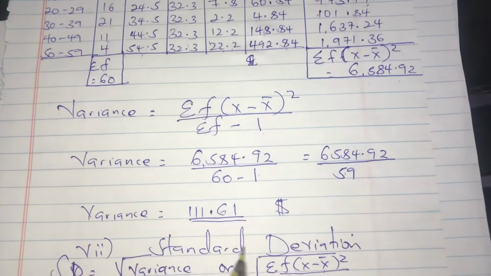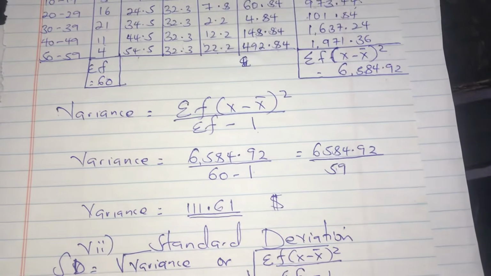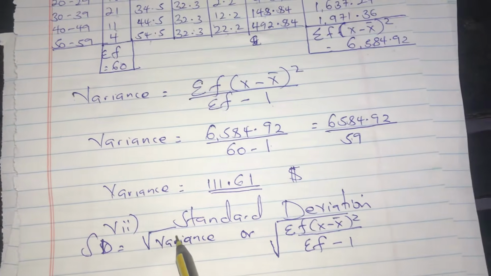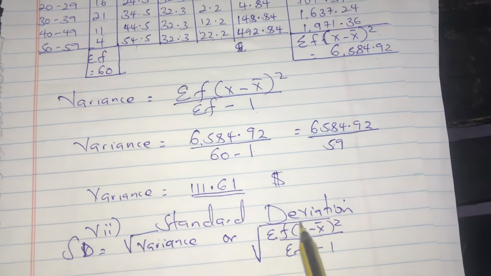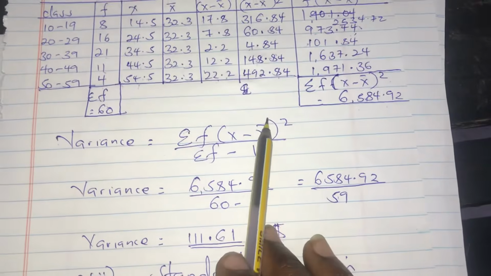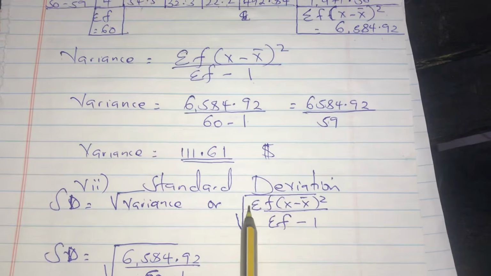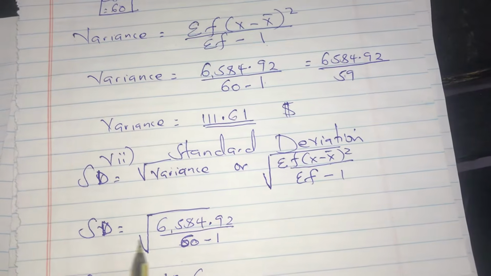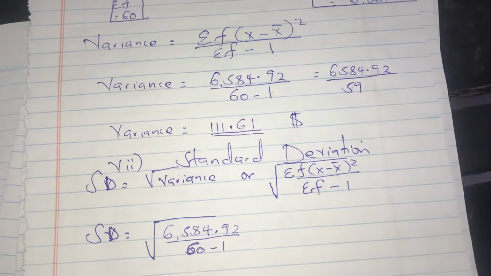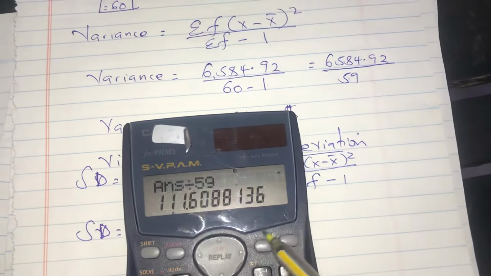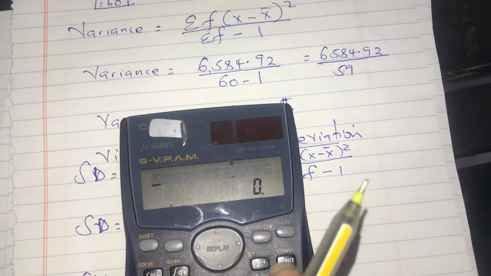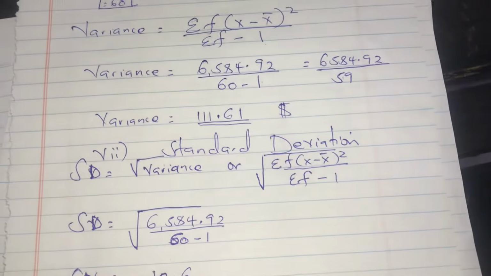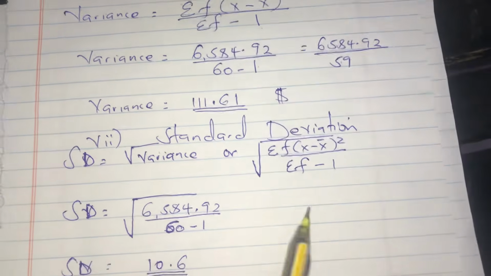Then after that we go to standard deviation. We said the formula for standard deviation is the square root of variance, or you get the formula of variance straight the way it is and put it in the square root, and it becomes the formula for standard deviation. Therefore for standard deviation we get the square root of variance, and variance is this. So we get the square root, which is 10.56. And that becomes our standard deviation.